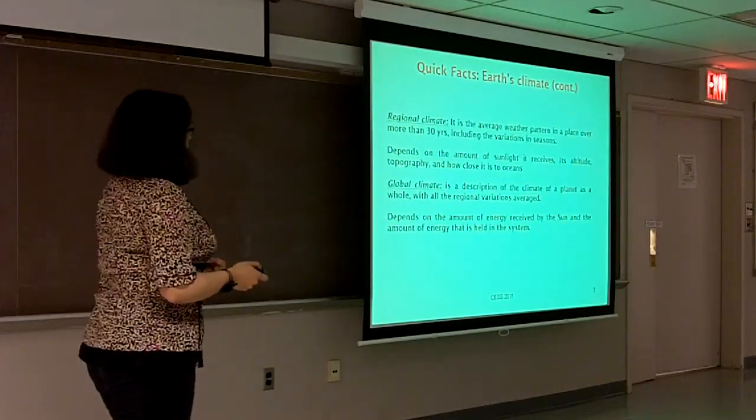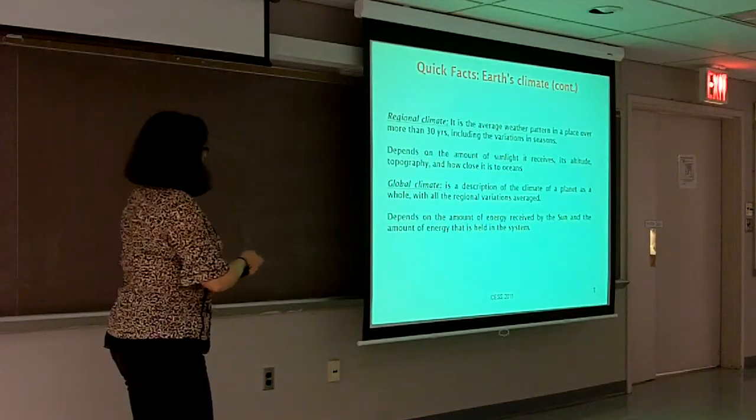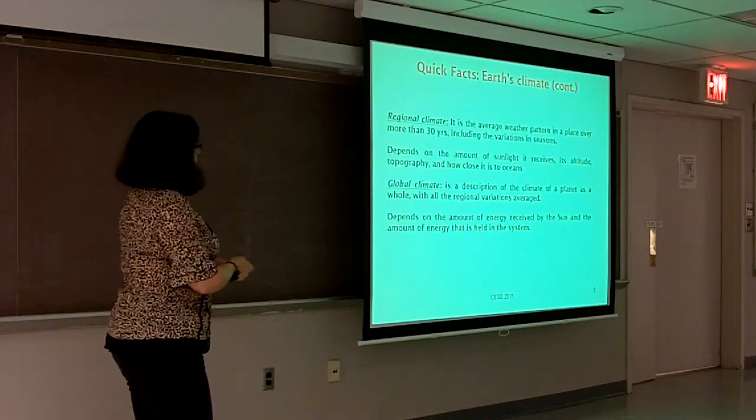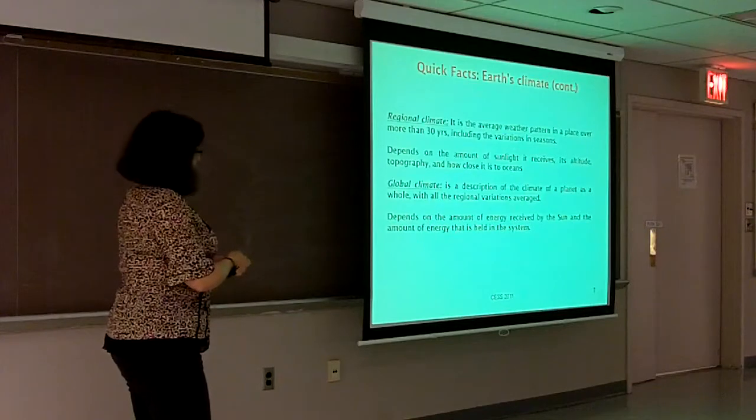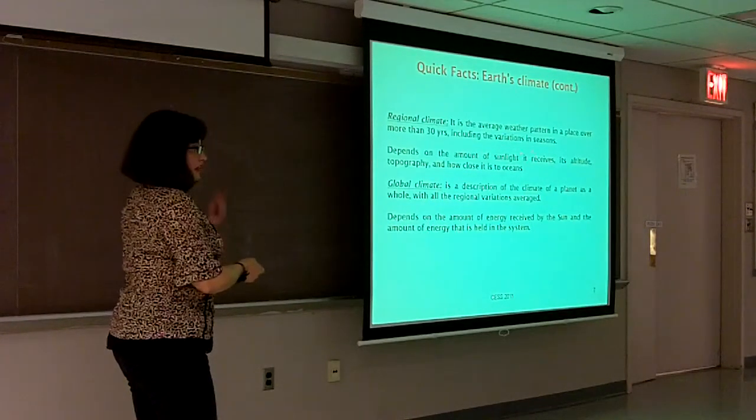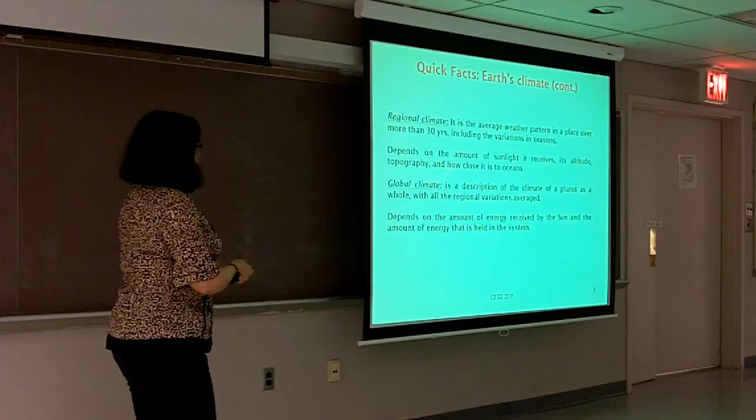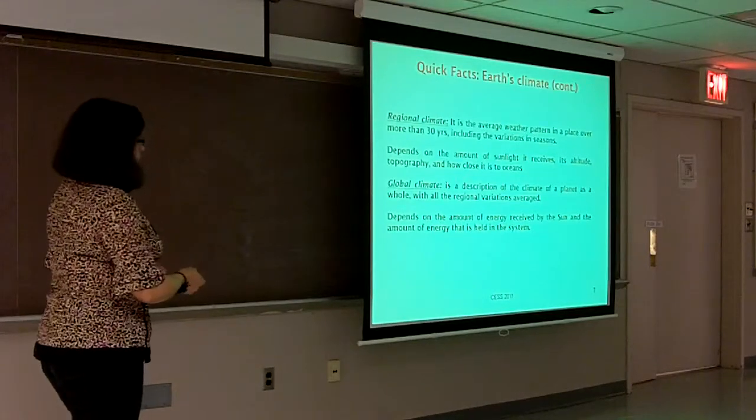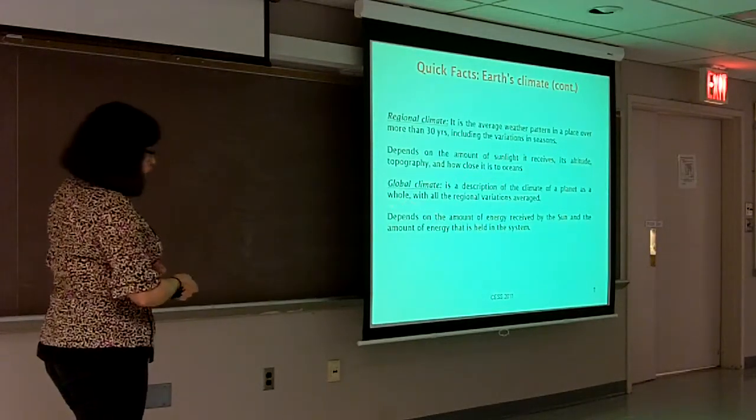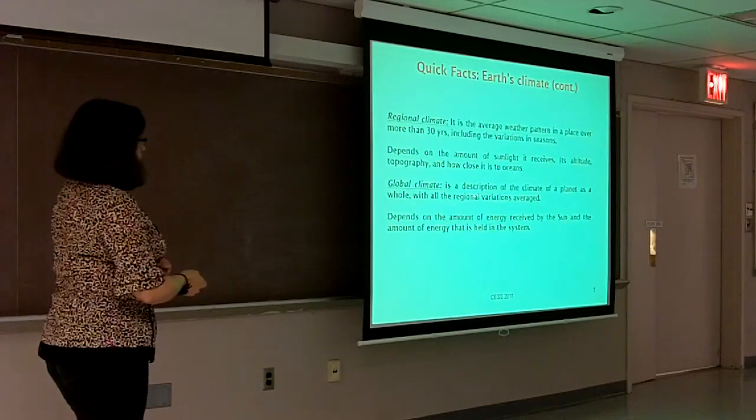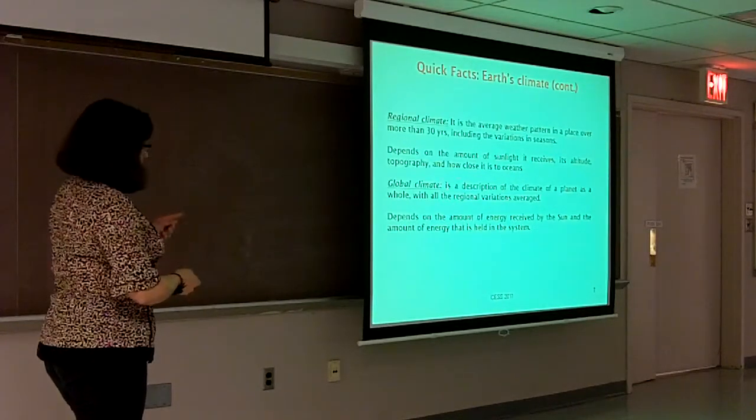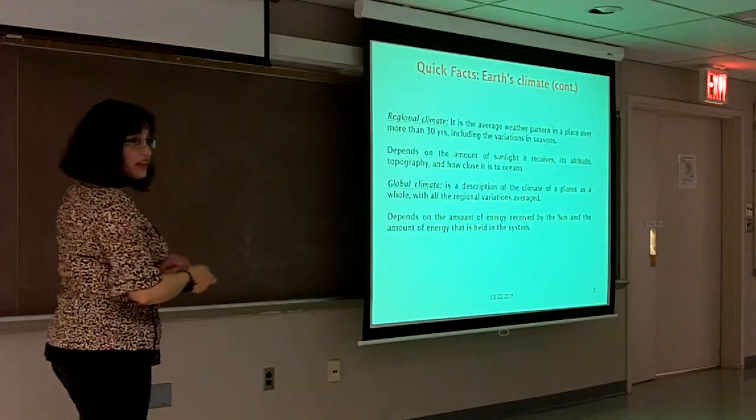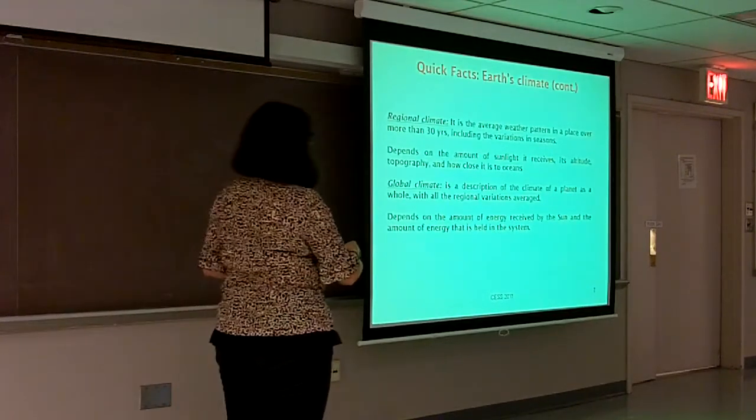So in general, we can talk about the regional climate and the global climate. The regional climate is the average weather pattern in a place over more than 30 years, including the variation in seasons. The regional climate depends on the amount of sunlight the Earth receives from the sun, the altitude, the topography, and how close the place is to the oceans. And the global climate, by contrast, is a description of the climate of a planet as a whole system, with all the regional variations averaged. So this global climate depends on the amount of energy received from the sun and the amount of energy that is held in the system. This is a very important thing.